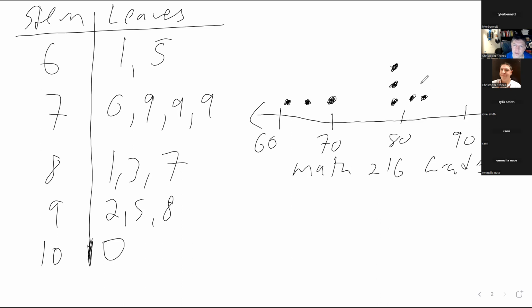All right, and then we have an 87. We're just going to approximate these. We're not going to get a ruler out or a protractor or anything like that. Then we have a 92 and a 95 and a 98, and then finally 100. All right, so that's how we do our dot plot, folks. Not meant to be too difficult.